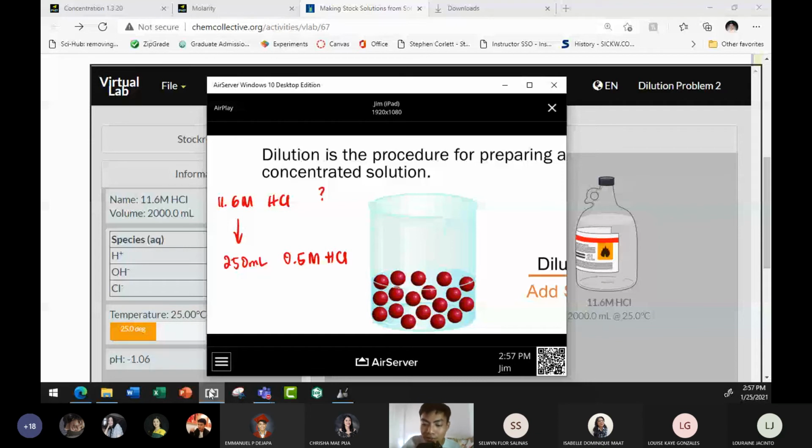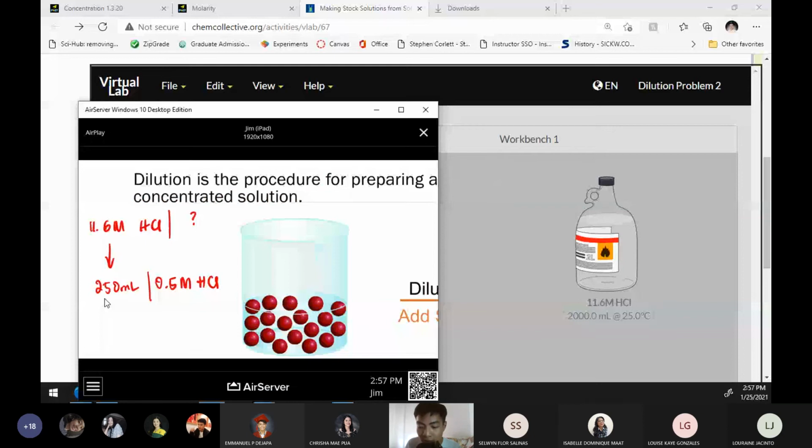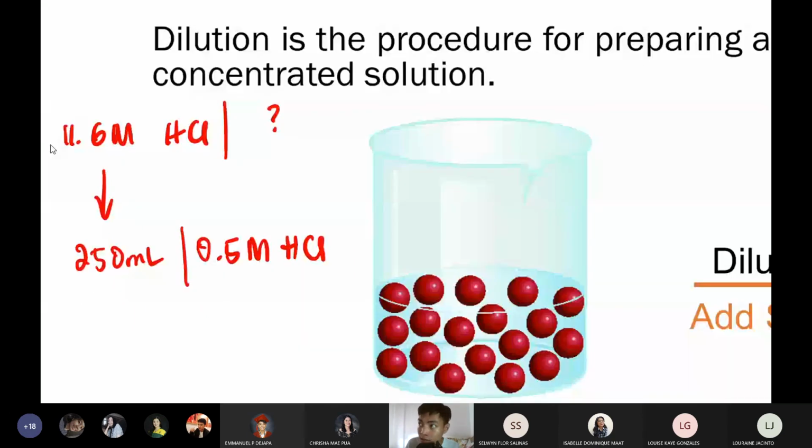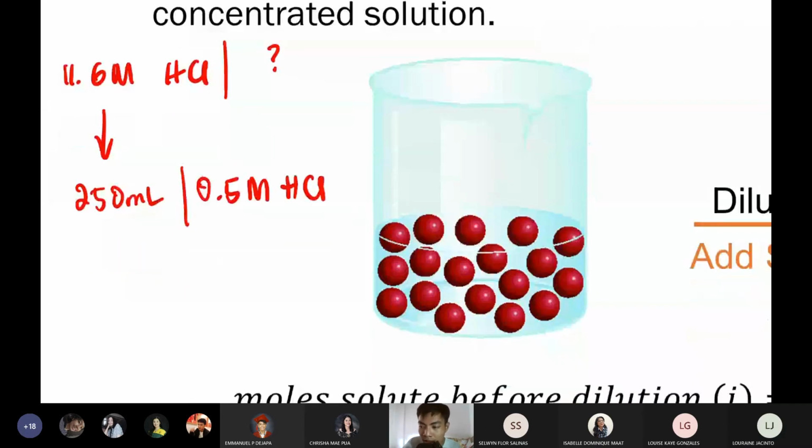Oh. So ito yung ating case. So this is my stock solution, 11.6 molar HCl. Gusto ko from this solution makagawa ako ng 250 ml na 0.5 molar HCl. So ito yung final solution ko. Ang question doon is how much of the original solution ang kailangan to prepare this final solution. So anong gagawin natin? Yung formula. MI, VI equals MF, VF. Hanapin natin how much of the original ang needed.